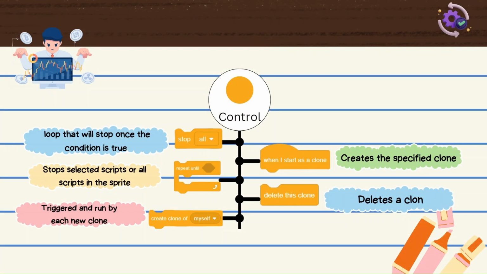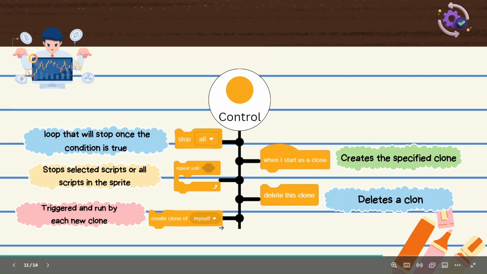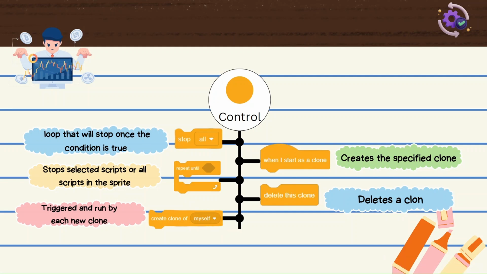Now some other blocks, let us see here. It is like our stop all. As I told you, this is our cap block as well, right? So this will stop once the condition is true. Now this block is also available for creating a clone. So we can create our clone and delete it. Now let us jump onto our Scratch editor and there I'll show you.